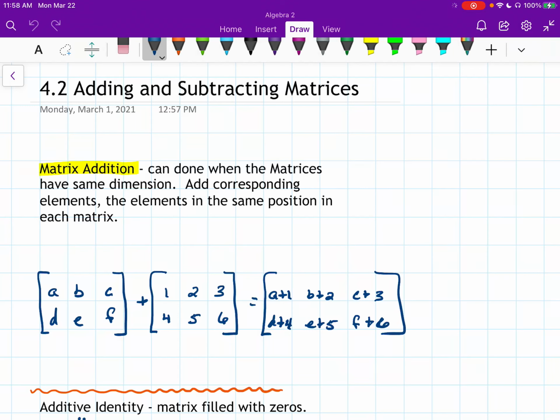All right, 4.2, adding and subtracting matrices. So matrix addition and subtraction can be done when matrices have the same dimension, right? Remember, the dimension is the rows by columns. To perform matrix addition, we add corresponding elements, the elements in the same position of each matrix.